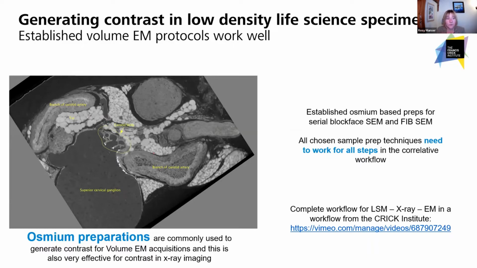This particular group were really interested in identifying the carotid body, and they wanted to acquire that at much higher resolution using serial block face. So they took this specimen, imaged it in the XRM, identified the region they were interested in, and then moved it over to the serial block face system.